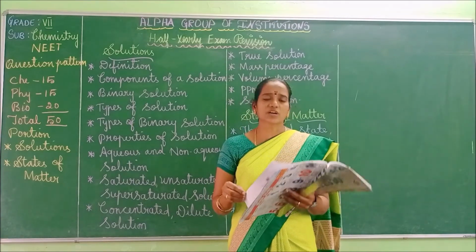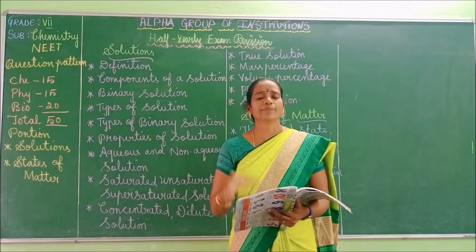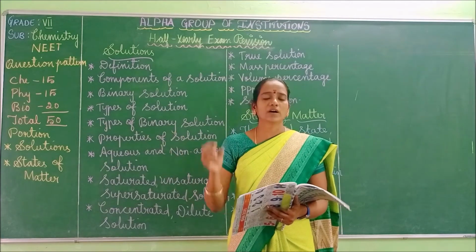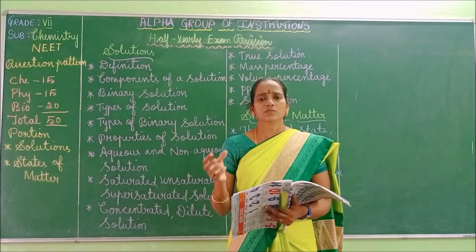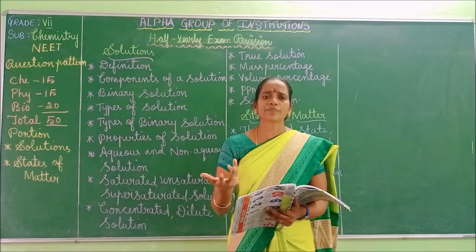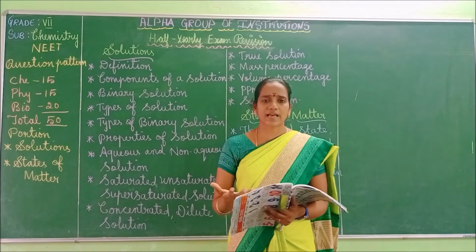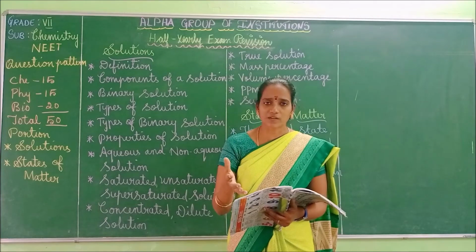Next, we come to the nine types of binary solutions. You may get a question such as an example of solid in solid, or an example of gas in gas. Gas in gas is nothing but air, a mixture of gases, isn't it? So the answer is air. Here the solute is gas, and the solvent is also gas.